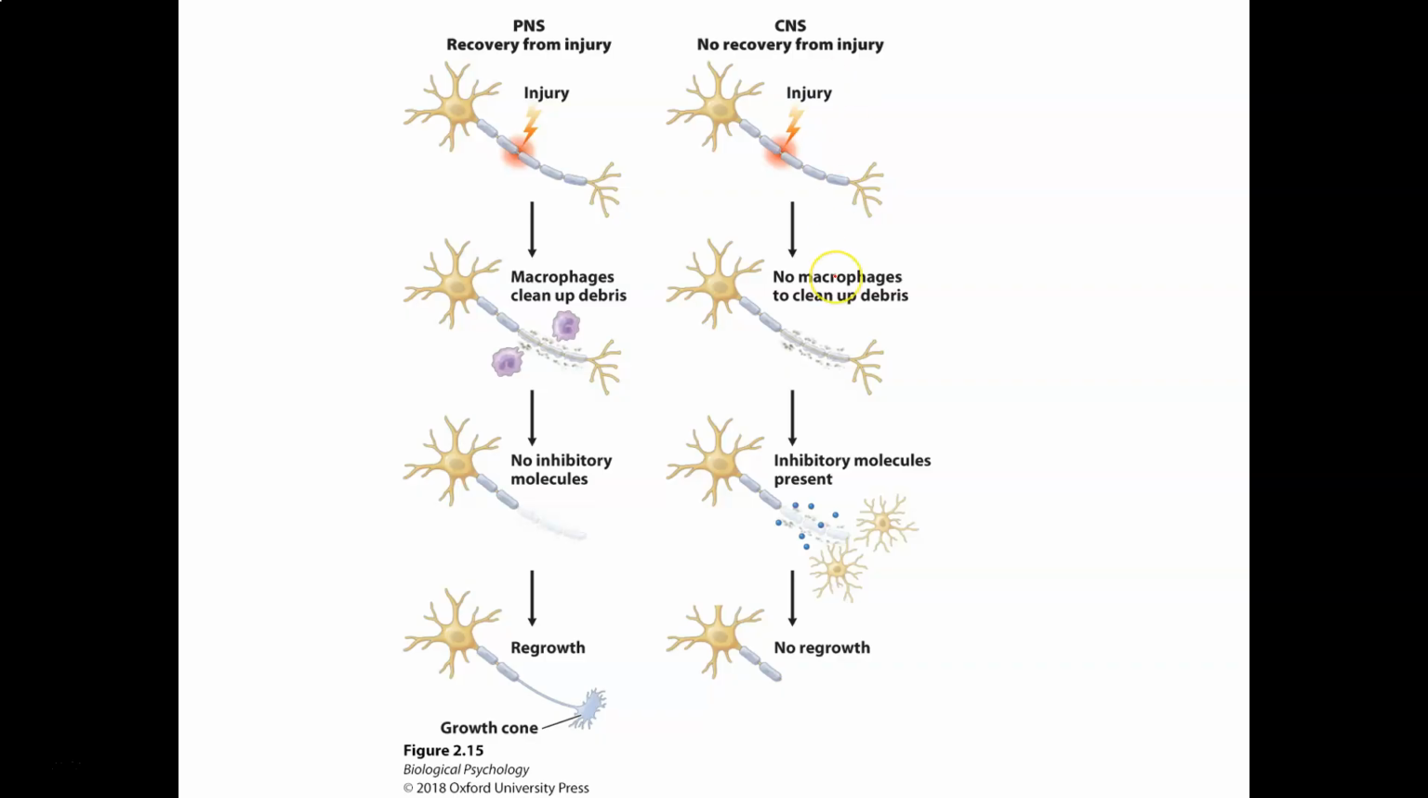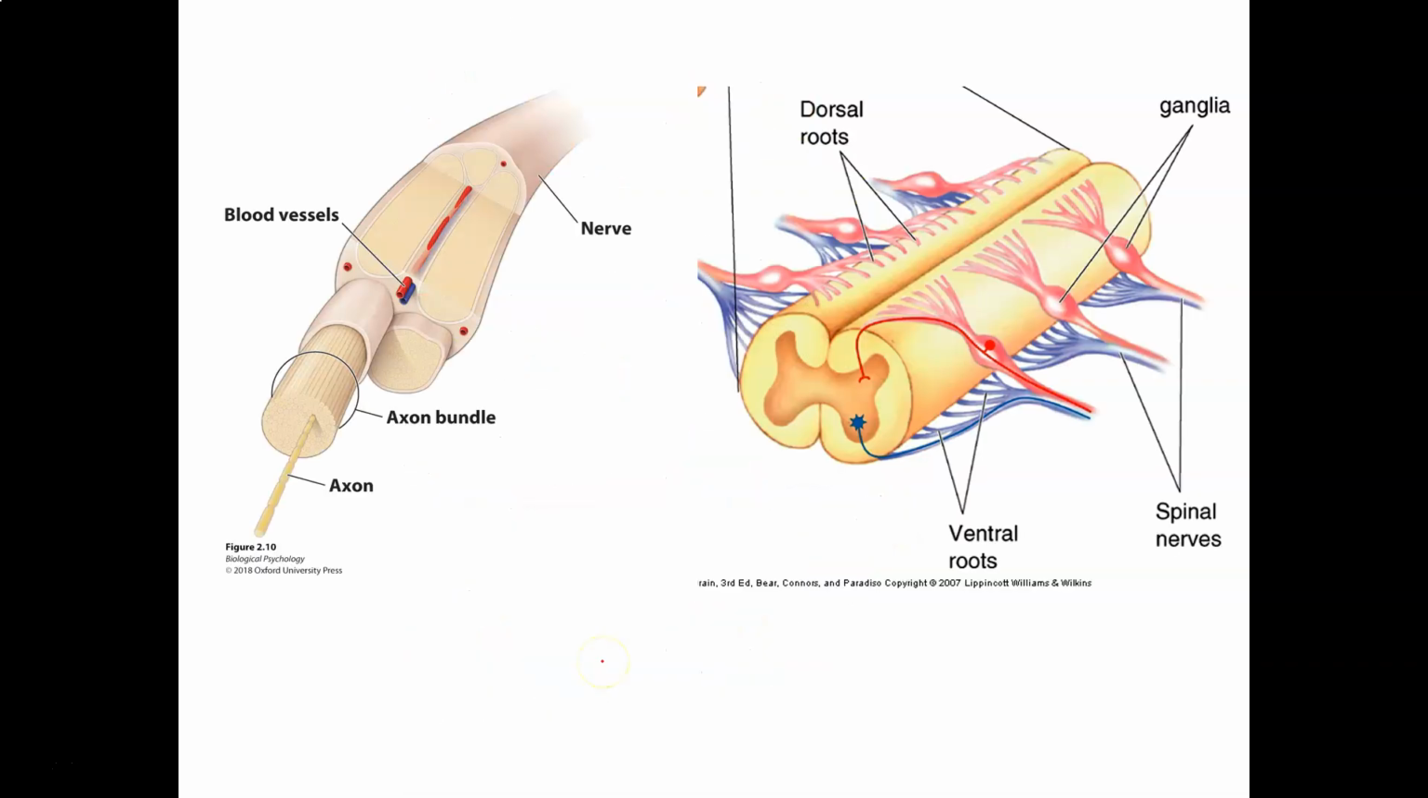Part of the reason is that the central nervous system produces what are called inhibitory molecules that prevent regrowth of the axons of the damaged neuron. There are no inhibitory molecules in the peripheral nervous system, and so the axon is able to regrow in the peripheral nervous system, unlike the central nervous system. So they differ in that way as well.